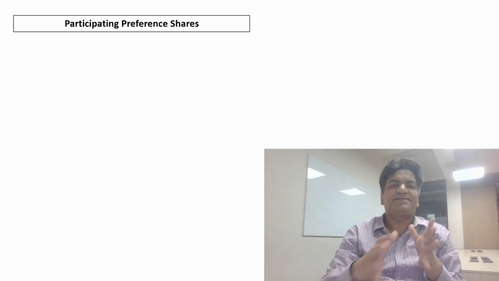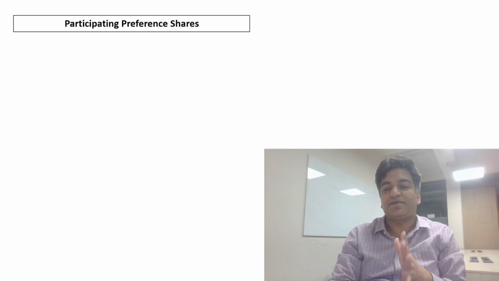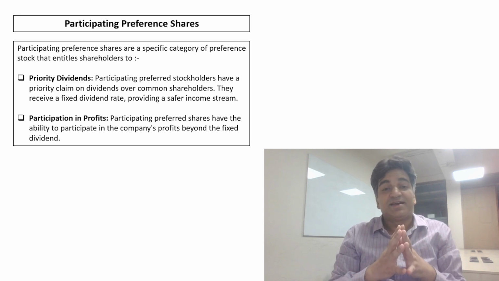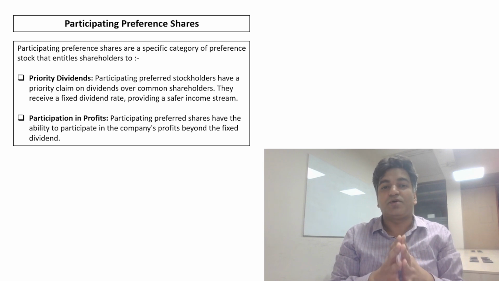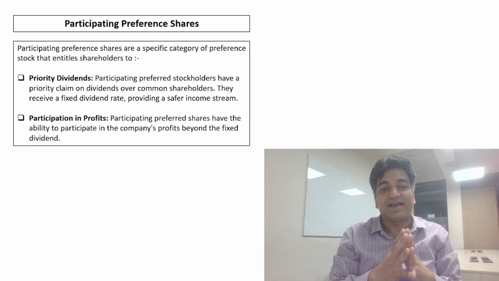So friends, what are participating preference shares? As we just discussed, these are a specific type of preference shares that entitle their shareholders to priority dividends. That is, these shareholders have a priority claim on dividends over the common equity shareholders. Let's say the company wants to distribute some dividends. It will first have to declare the dividends on the participating preference shares, and only then can it give dividends to the normal common equity shareholders. Plus, these shareholders have a right to participate in the surplus profits of the company.